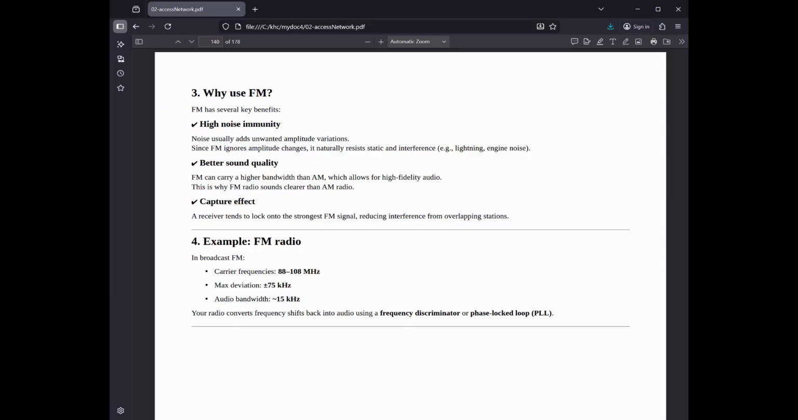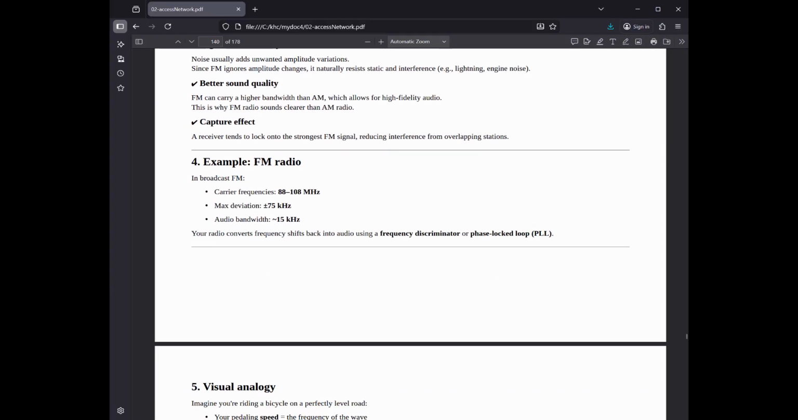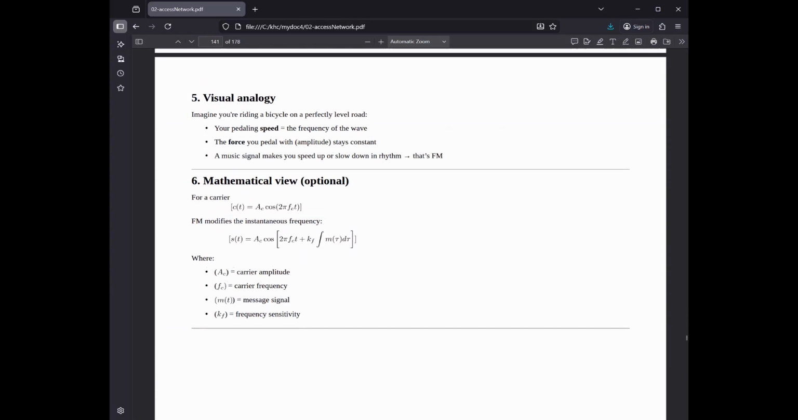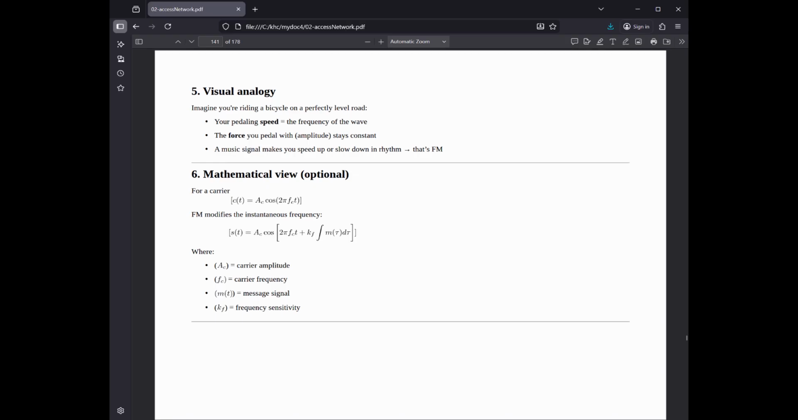3. Key concepts in FM. Frequency deviation: the maximum distance the frequency moves away from the center point. For standard FM radio, this is usually 75 kilohertz. Modulation index, β: the ratio of the frequency deviation to the frequency of the message. It determines how many sidebands the signal has. Carson's rule: a rule of thumb used to estimate the bandwidth required for an FM signal.